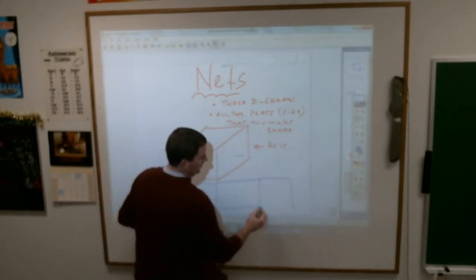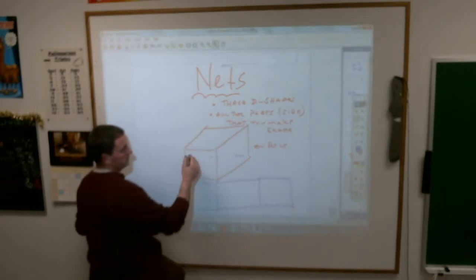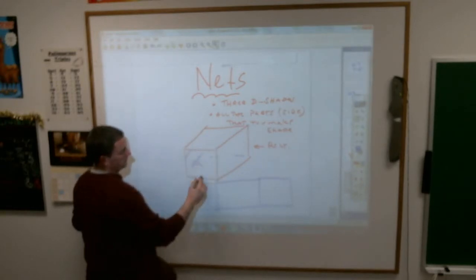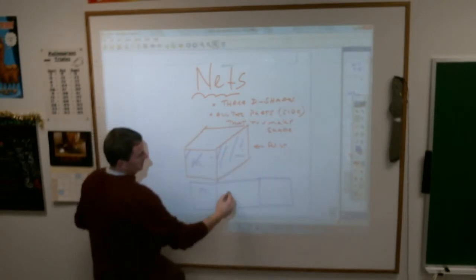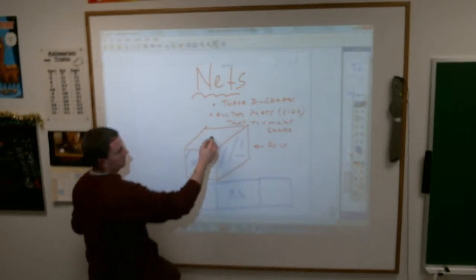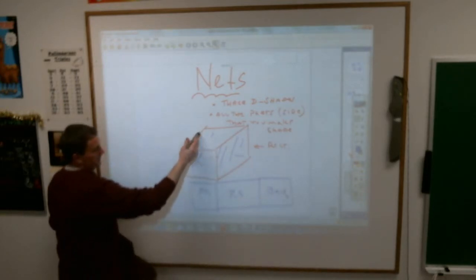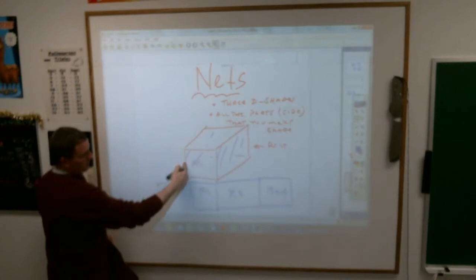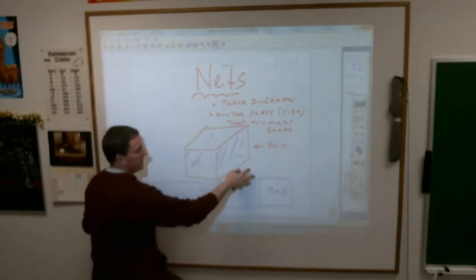By the way, there's more than one way to do this. Okay, that would be my front. Here's this right side right here. Here's the back. And then I can put the left side over here attached to the front here, because that would be this edge right here. Okay, that gives me all the sides.